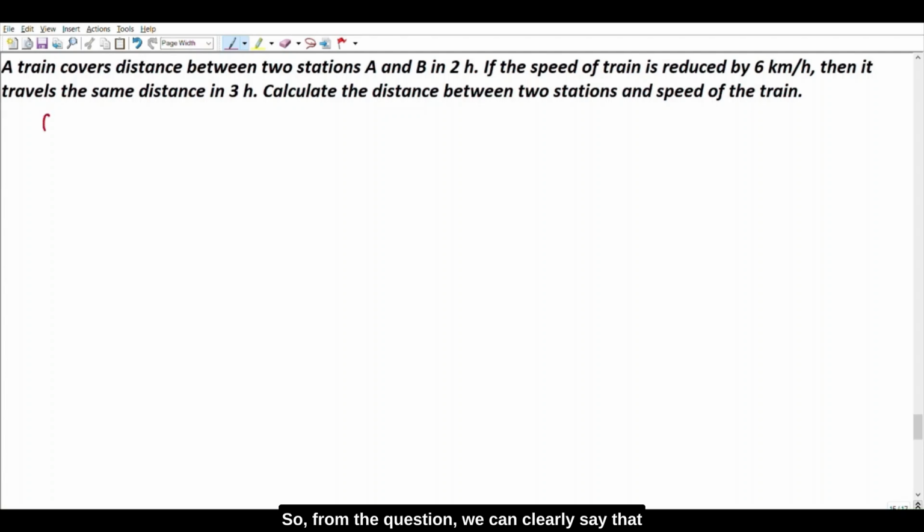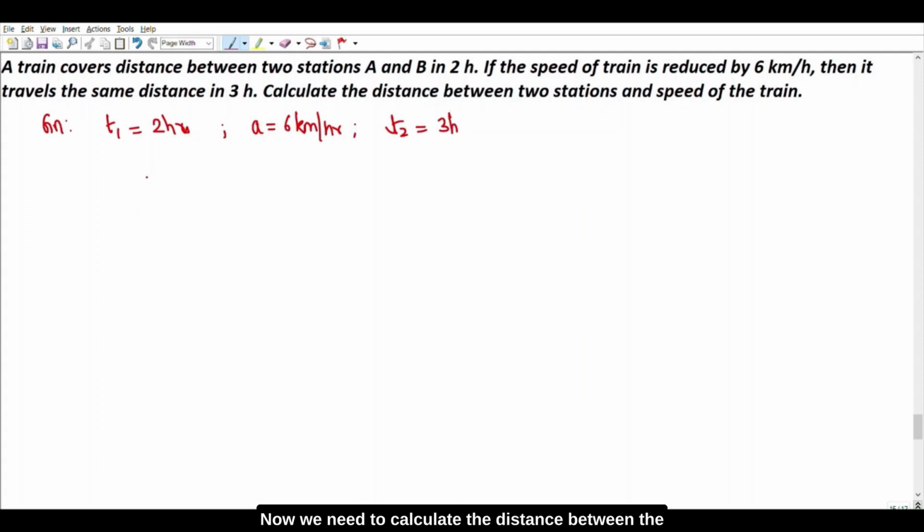So from the question, we can clearly say that the initial time T1 is equal to 2 hours. If the speed is reduced by 6 km per hour, then the time taken to cover the same distance is equal to 3 hours. Now we need to calculate the distance between the two stations and the speed of the train. We know that the basic formula of distance is equal to speed into time taken.